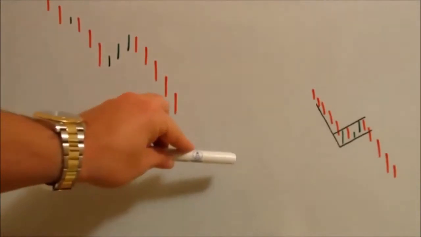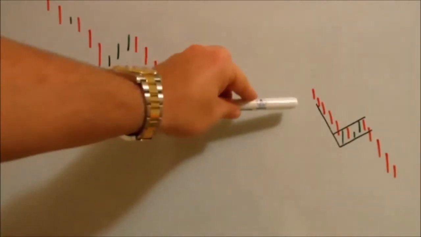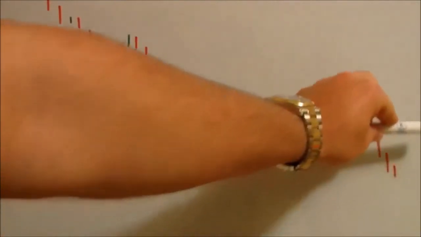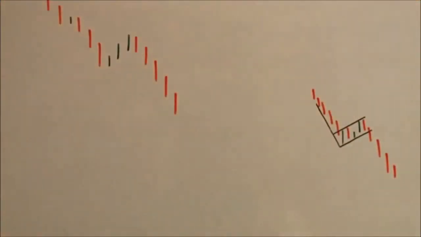You can get bear flags in up market. So the market can ascend, have a little pullback, put in a bear flag and have more of a pullback and then continue its original trend upwards.